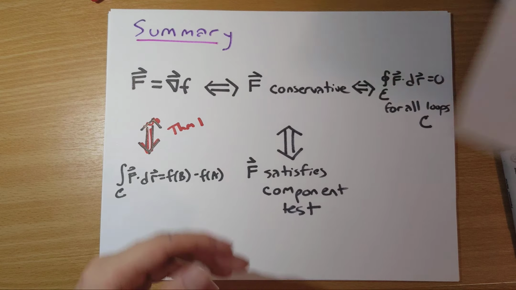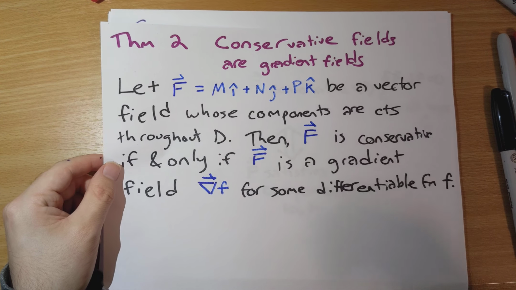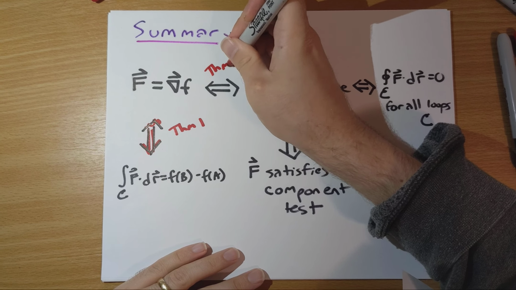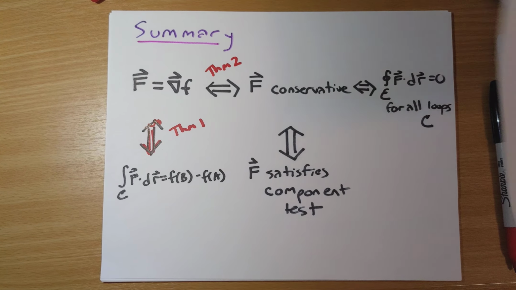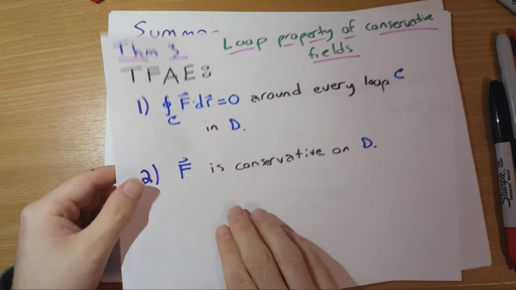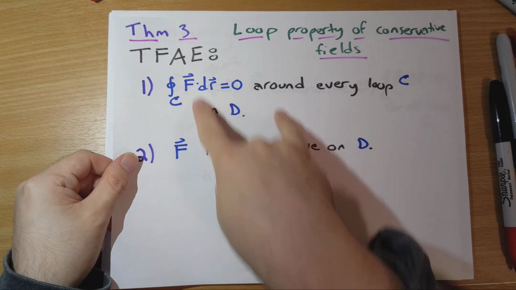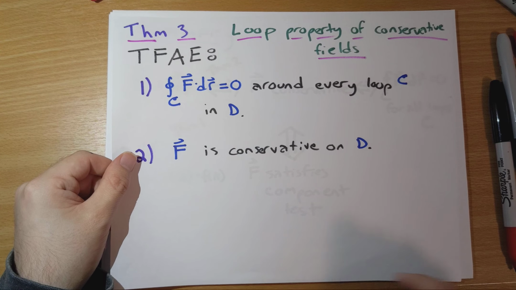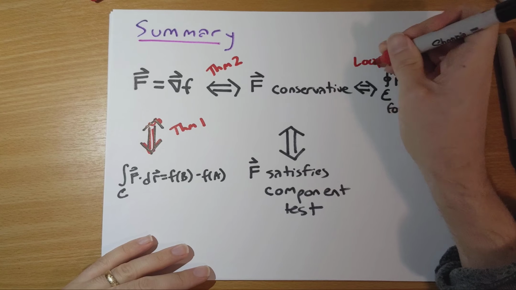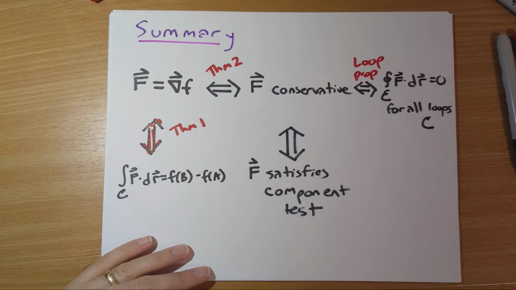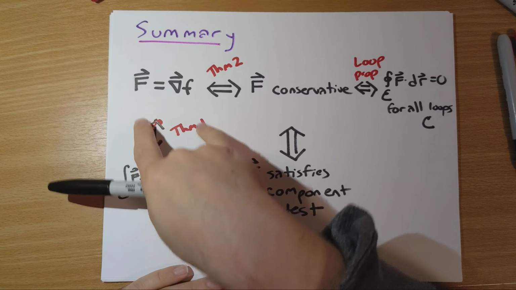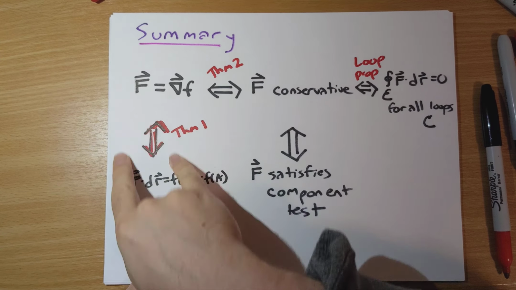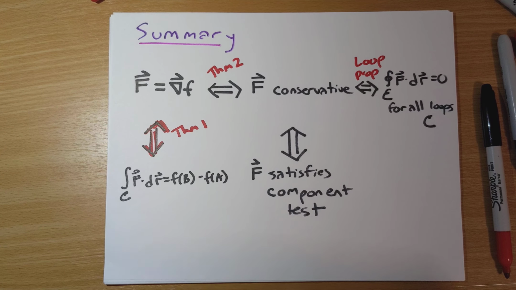Okay, then we have theorem 2. Conservative fields are gradient fields. Conservative fields are gradient fields. These two being the same thing is theorem 2. Theorem 3, the loop property, the following are equivalent here. The integral of F dot dr is equal to 0 around every loop C, and F is conservative. This is the loop property to show that these two things are the same. And once you have the loop property, you can go from here to here. We do get if and only if.